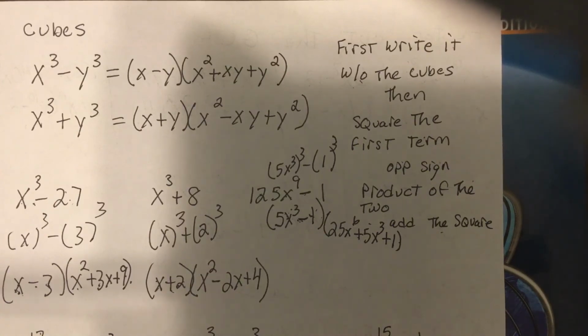Come on, say it with me. First, write it without the cubes. Then, square the first term. Opposite sign. Product of the 2. Add the square.